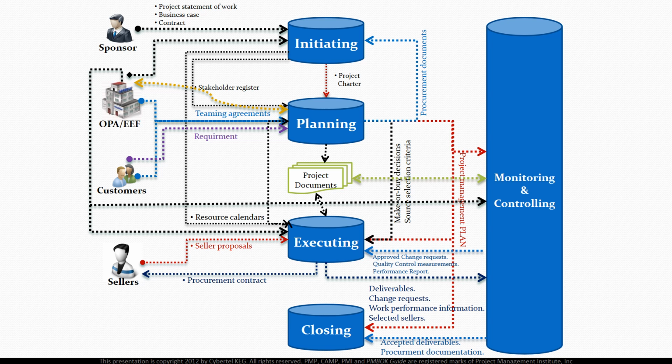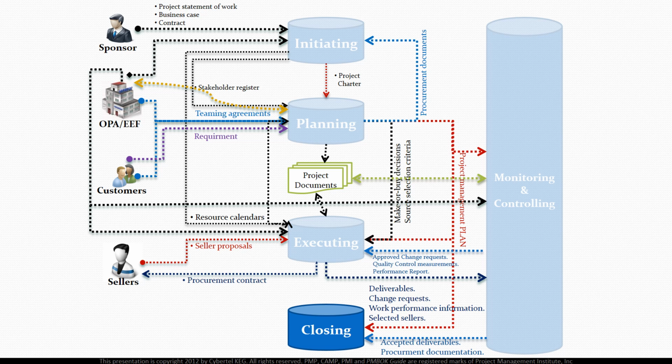Closing process group. The closing process group consists of 2 processes. Those processes are conducted to finish and close all activities across all process groups to officially complete the project or phase. Here we are formally establishing the close of the whole defined processes and work accordingly to the plan.